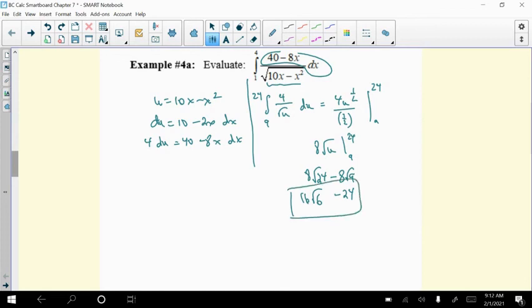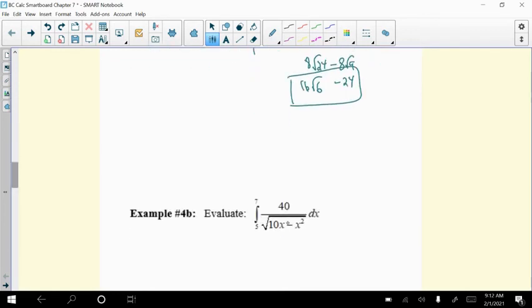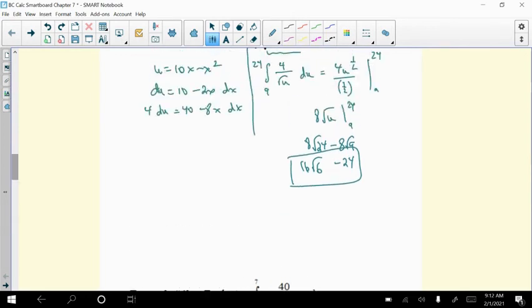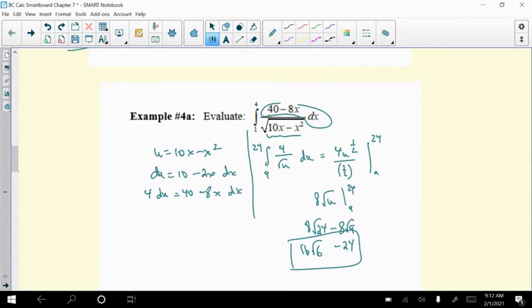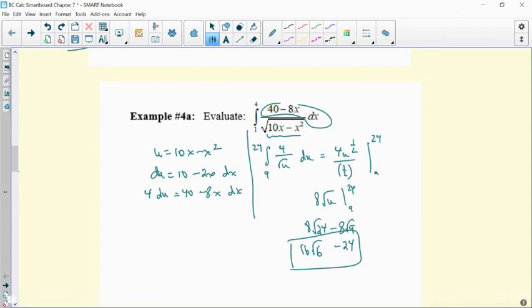Okay, now just a little preview, right? For the next one, notice the only difference. Instead of 40 minus 8x, we did just a 40. So obviously a u substitution is not going to work. And again, just a reminder that we didn't have to separate the 40 and the 8x into 2 separate integrals because the u substitution was perfect. Where the previous example, number 3, we did, because we didn't have that direct u substitution.